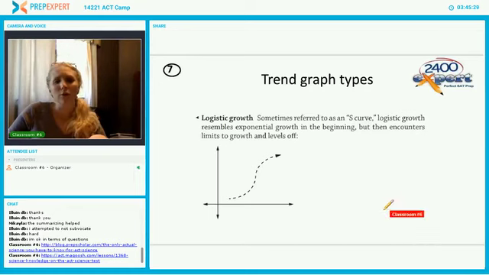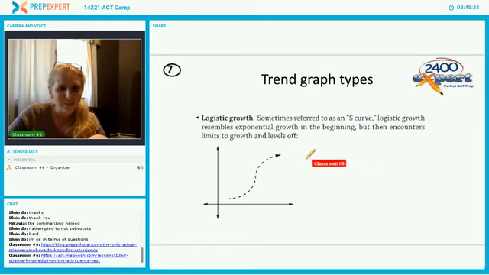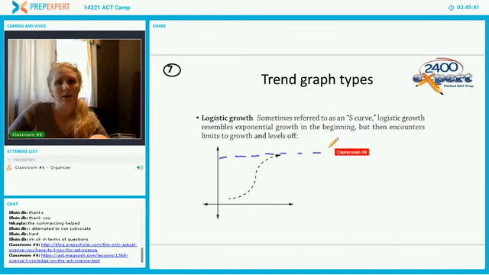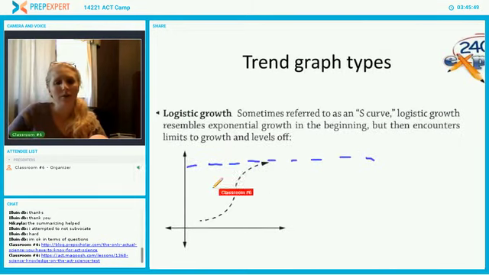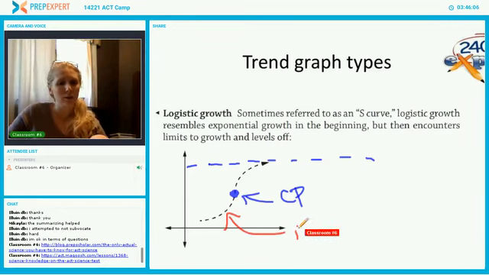Trend graph types, logistic growth, sometimes referred to as an S-curve. This is kind of a more realistic exponential growth because it assumes that there's some sort of limiting factor that prevents you from growing exponentially forever and ever. So, logistic growth, basically, we have something here called a critical point. And if you guys are in calculus or pre-calc even, maybe you may have heard of critical points, or an inflection point, which is basically kind of a point of change. So before this critical point, we're increasing exponentially, right? We're increasing at an increasing rate.